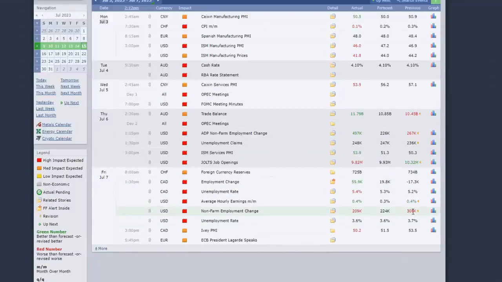This was the data from the previous, and it was expected. Now non-farm employment rate is simply the number of people that have either gotten a job or have lost their job, with the exception of the farming sector, or what we call the agricultural sector. So you can actually see the data expected was 224,000, and then more people have lost their job, because when it comes out red, it means people have lost their job. If it comes out green, it means people have gotten a job.